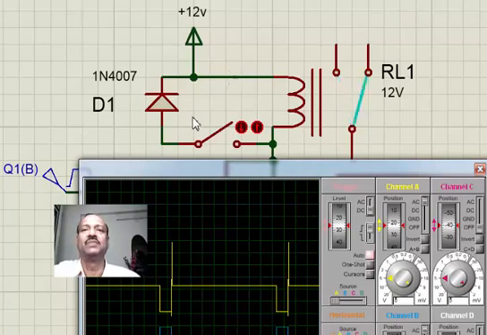Next, we will go to a slightly more complicated version of this circuit.